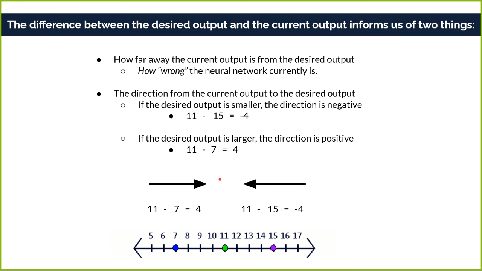You can see this relationship in the number line at the bottom of the screen, where green is the desired output that we want, and the blue node is the current output from our neural network. And you can see the arrows show us the direction that we need to move our output so that it's closer to the desired output.